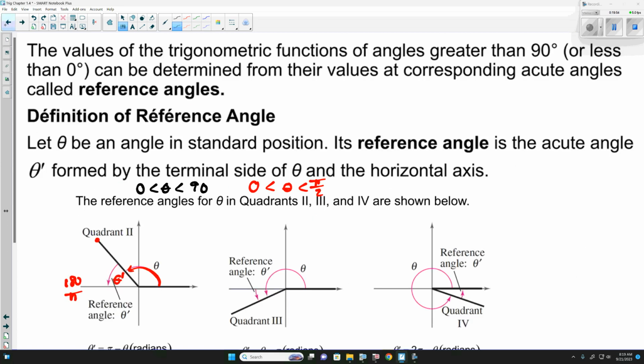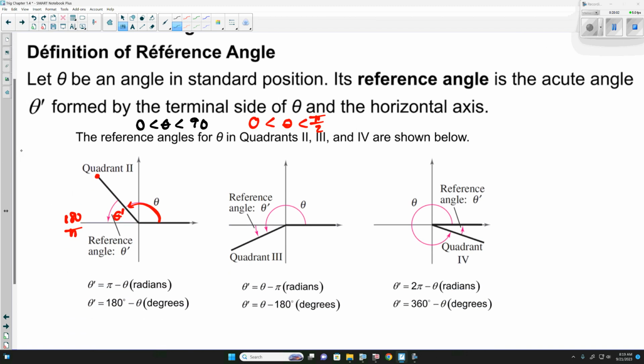Because if we look back at reference angle, the value of a trigonometric function of an angle greater than 90 or less than 0 can be determined by a reference angle. The acute angle theta is formed by the terminal side of an angle and the horizontal axis. So where the angle finishes on the x-axis is what we're looking for. And it's always going to be acute, so it's going to be a positive angle.